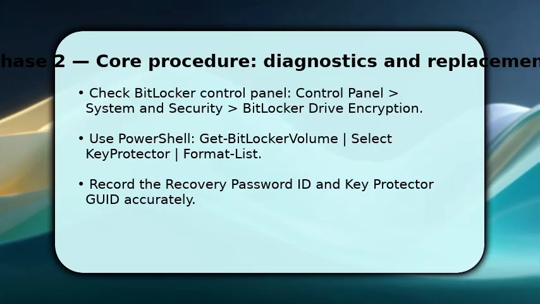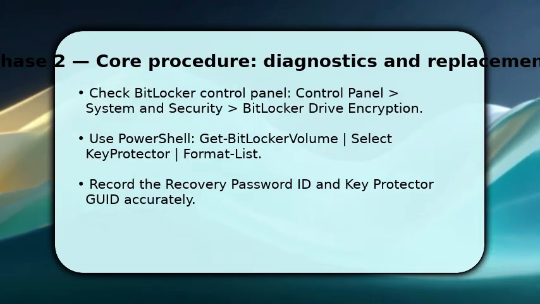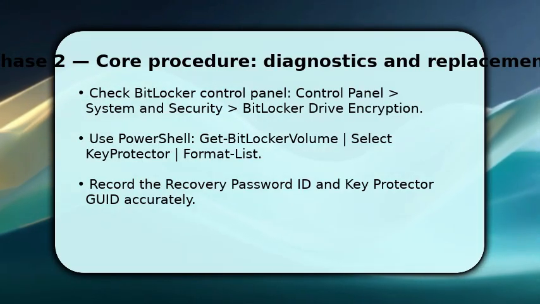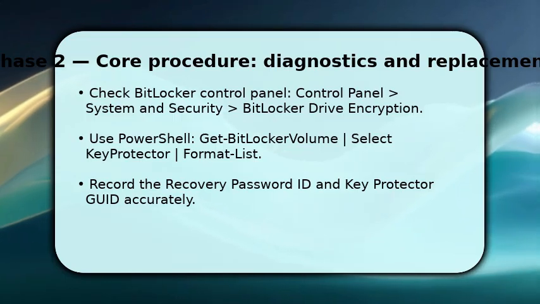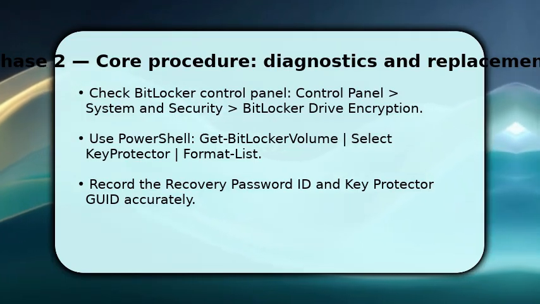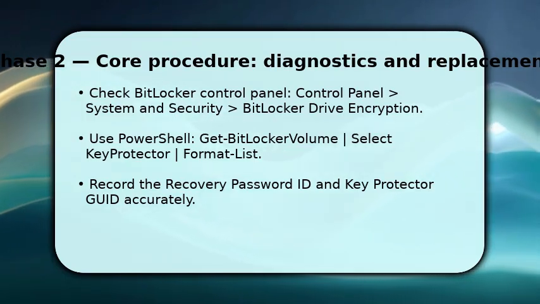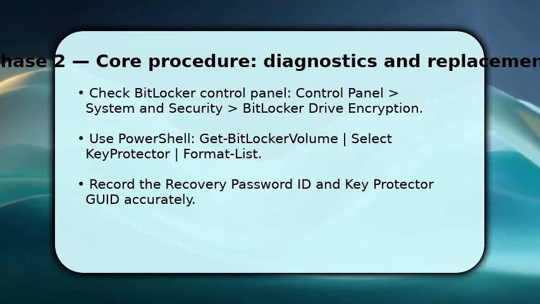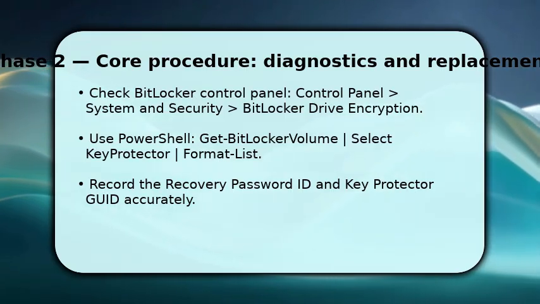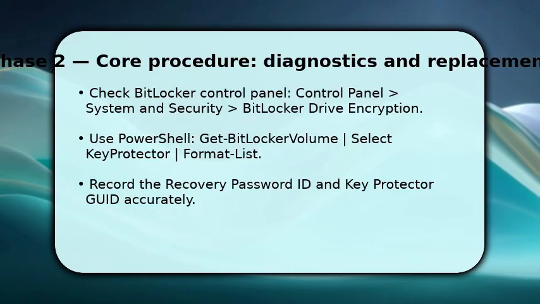Once you've run the initial command, switch to PowerShell for a clearer layout, run Get-BitLockerVolume, and inspect key protector entries. You'll see a key protector GUID and the recovery password ID. Copy these exactly, including hyphens. Make sure to compare the ID shown in manage-bde and PowerShell.